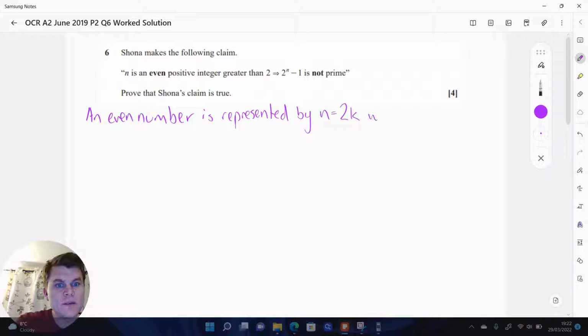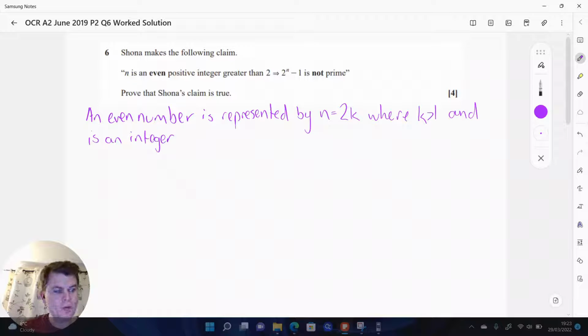And define it further, where k is greater than 1, and is an integer. Okay. So we can now rewrite 2 to the power of n minus 1 as 2 to the power of 2k minus 1. Okay, because we replaced n with 2k.